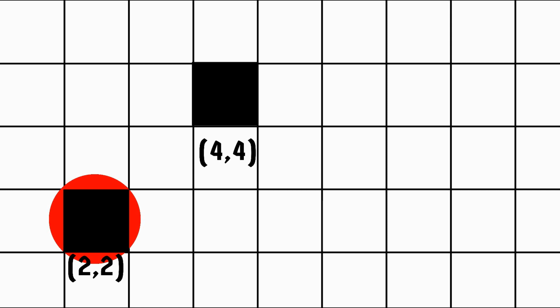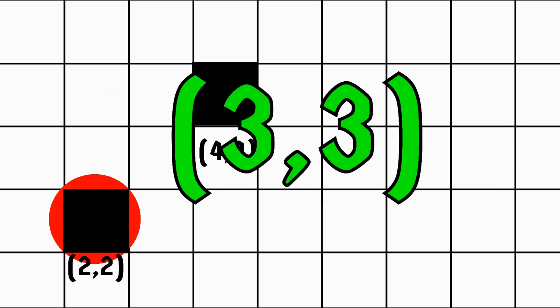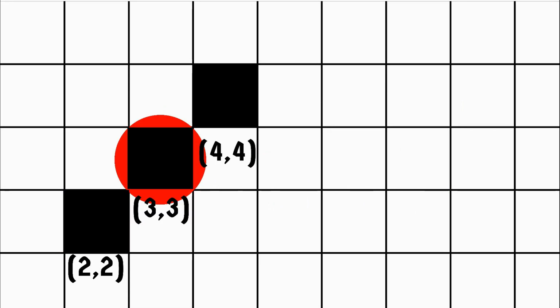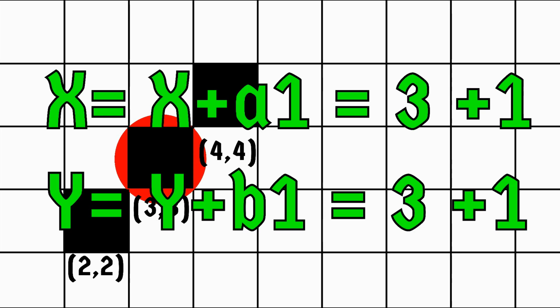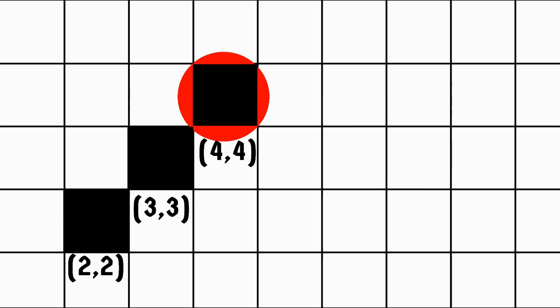This is our first iteration. Now let's add a1 and b1 to x and y. We get 3, 3. Let's mark that to our pixel grid. This is our second iteration. Now let's add a1 and b1 to x, y again. We get 4, 4. Let's mark that also to our grid. This is our final iteration and this is how our line is made.